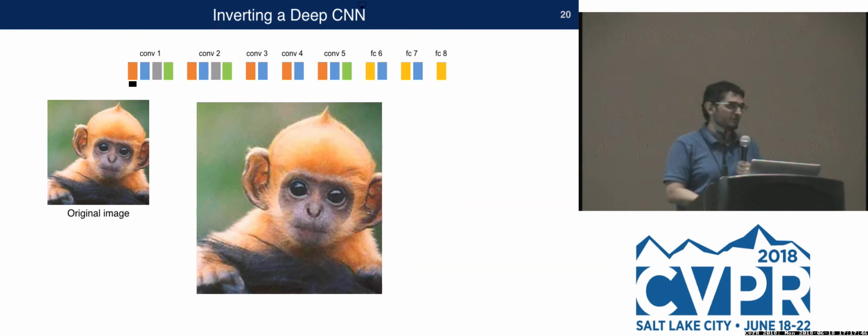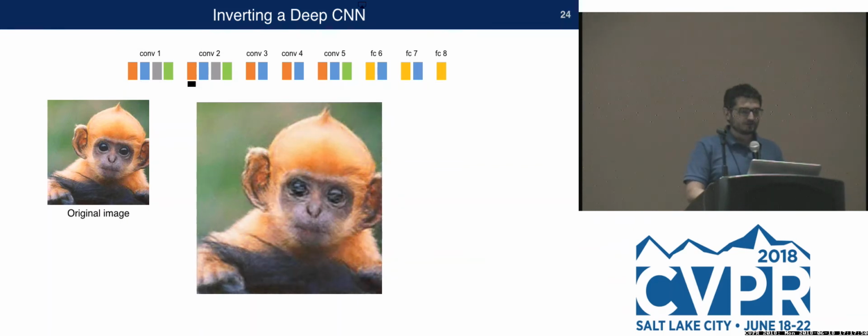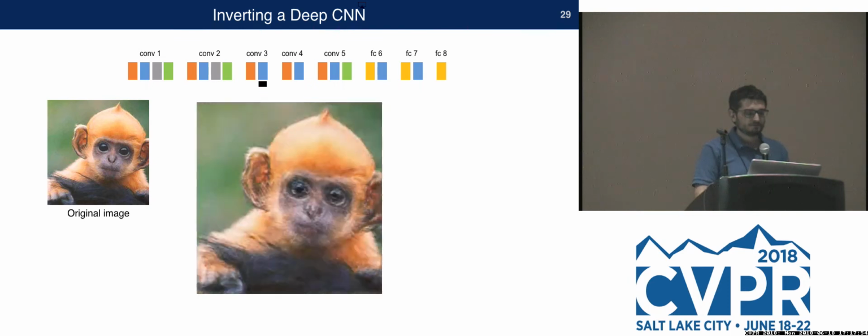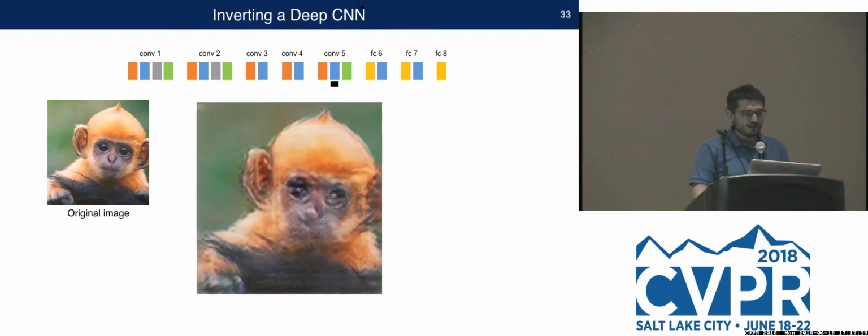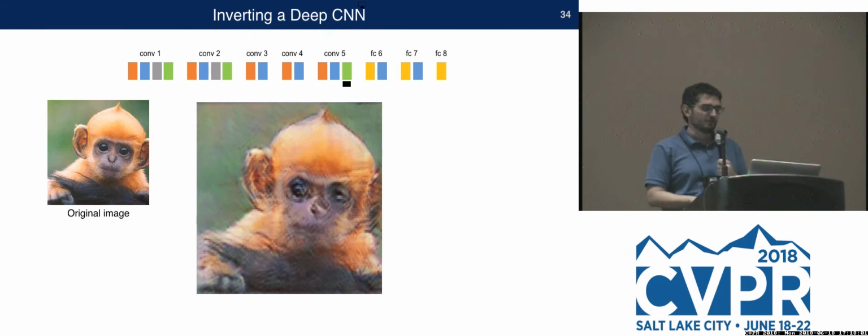Or no loss of information, at least. Then I go deeper. As I go deeper, you see that my reconstruction becomes blurrier and blurrier. But still, it's pretty detailed and good. And this is true for essentially all the convolutional features.